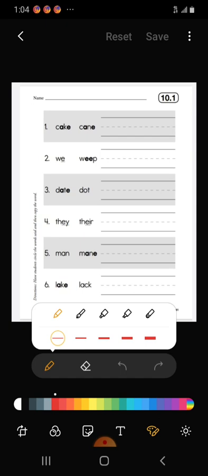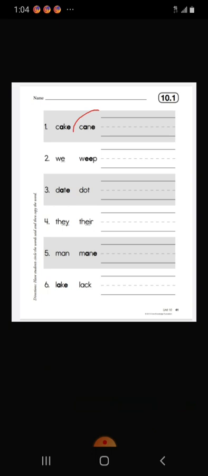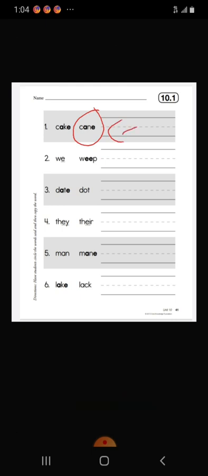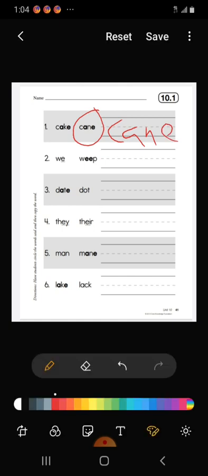Okay, let's circle our cane. Cane. Now let's write it out. K, A, N, E, cane. Good job. Let's move on to the next.